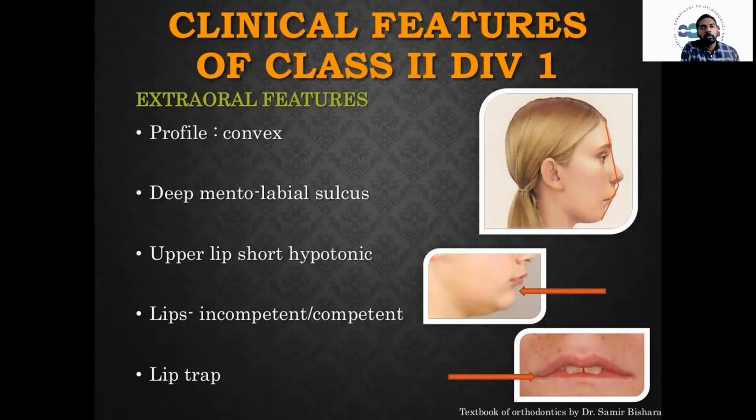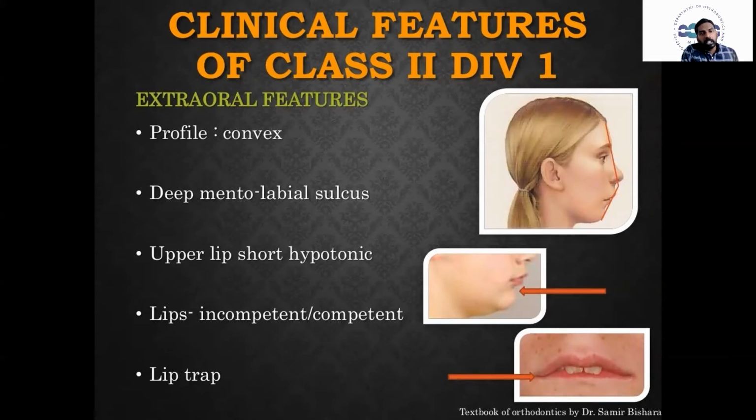the class 2 malocclusion? First, the patient has a convex profile. When you join the points, it has a convex profile. The patients have a deep mentolabial sulcus because the mandible is retrognathic. A deep mentolabial sulcus and a hypotonic upper lip are among the most common features. The upper incisors are forward proclined, causing an increased overjet, because the upper lip is hypotonic and doesn't have tonicity.